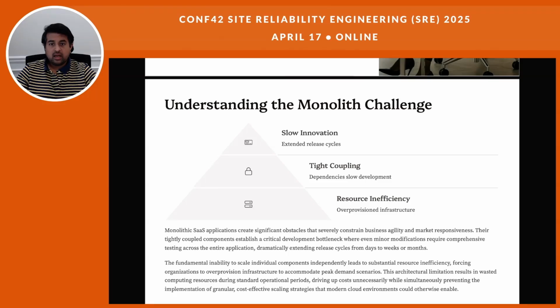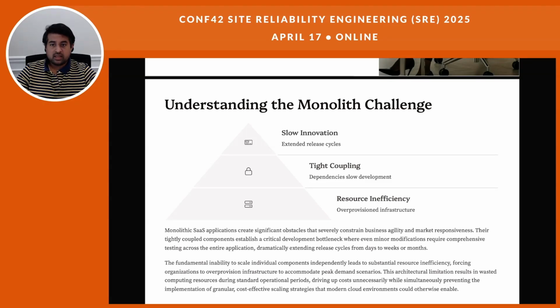Their tightly coupled components establish a critical development bottleneck, where even minor modifications require comprehensive testing across the entire application, dramatically extending release cycles from days to weeks or months. Specifically, a study found that companies utilizing monolithic architecture experienced an average release cycle of 12 weeks for new features compared to 3 weeks for those using microservices. This translates to a 75% reduction in deployment speed.